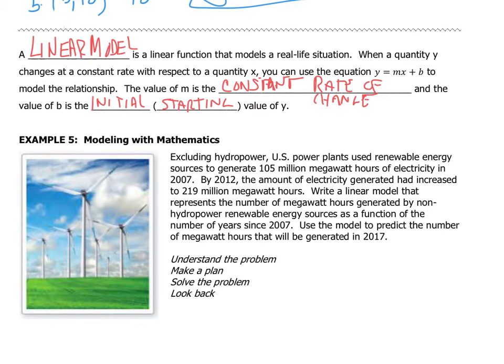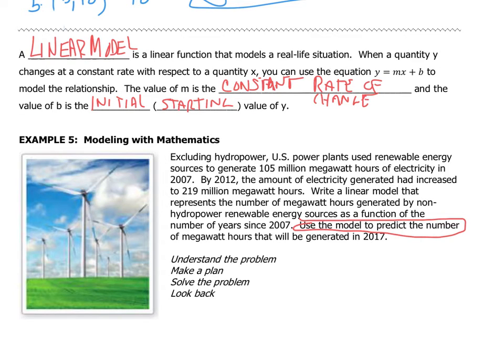So let's look at the situation here. We're talking about how U.S. power plants are using renewable energy between the years of 2007 and 2012, and the amount of million megawatt hours each of those years, to try to figure out a model to predict. Notice that down here at the very end, we're using a model to predict. It's not going to be anything definite. Lots of things can change those numbers, so predicting is not definite, but we're going to try to create something that gives us a way to predict what could be, based on what we've seen so far.